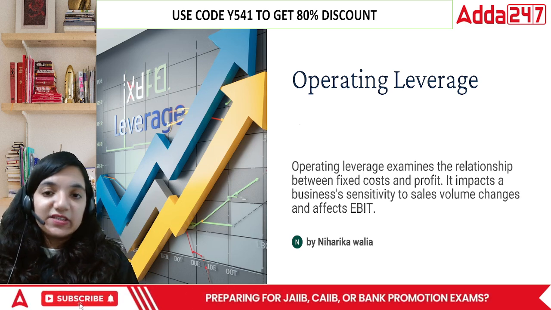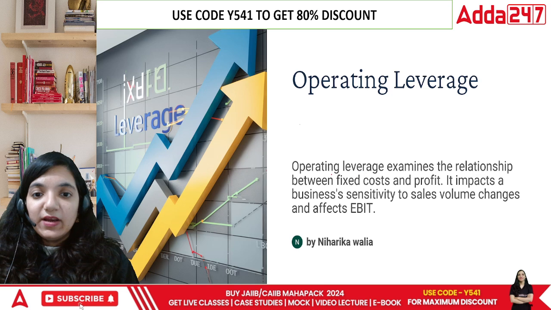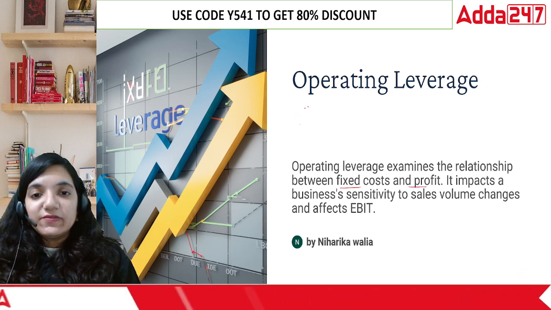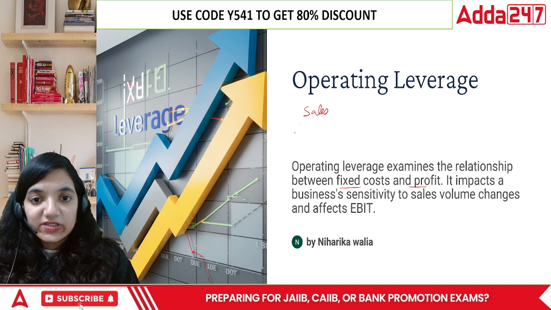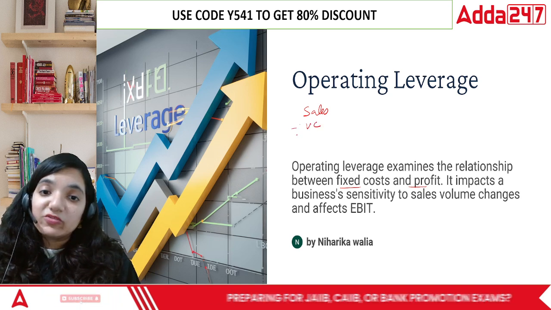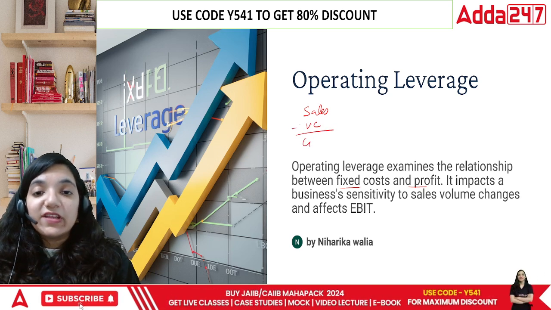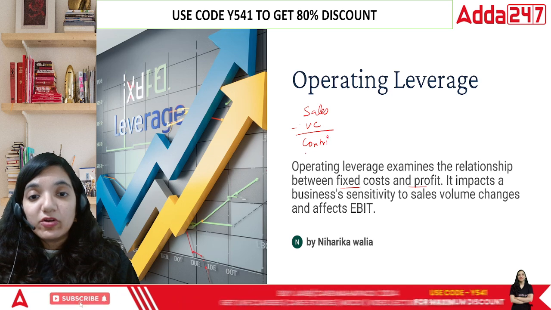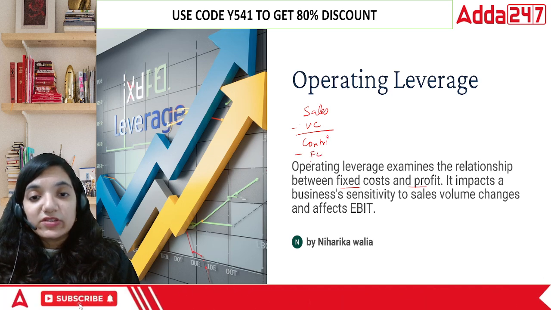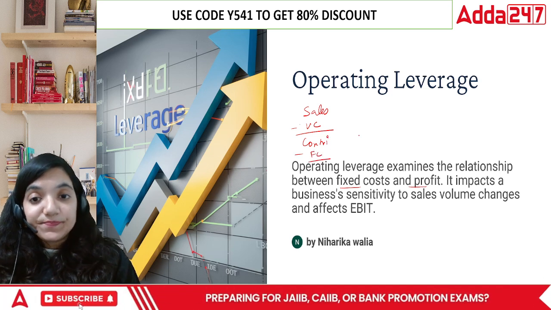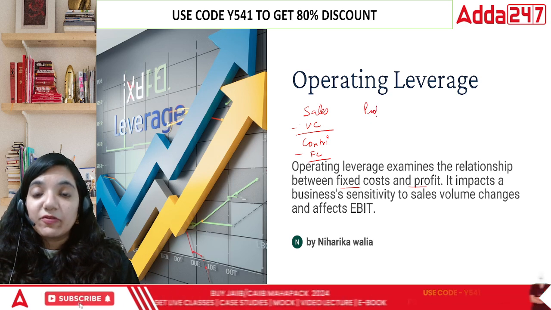Operating leverage is basically the relationship between your fixed cost and the profit. See, what happens is, first of all, you make sales. From your sales, first of all, variable cost is what you lose, right? Then what is left is your contribution. From your contribution, you remove your fixed cost, the portion which is fixed. What you get is profit.